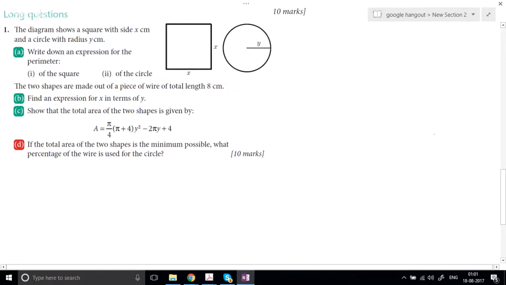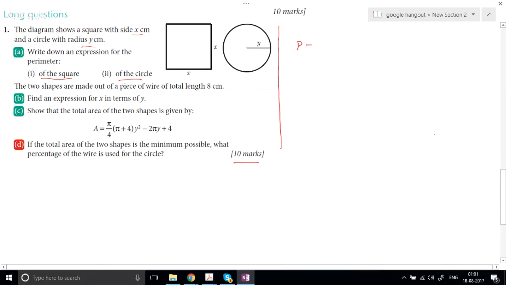A new question here. The diagram shows a square with side x centimeters and a circle with side y centimeters. Now write down the expression for the perimeter of the square and the perimeter of the circle. These kinds of questions come in application of derivatives in IB HL, most likely in paper 1. And first part, find the perimeter of the square.